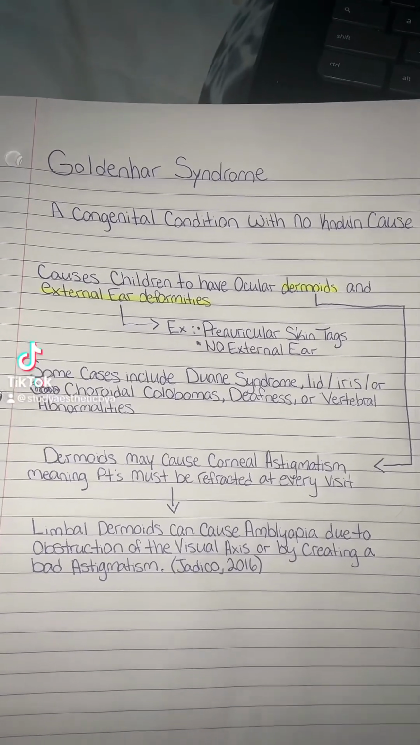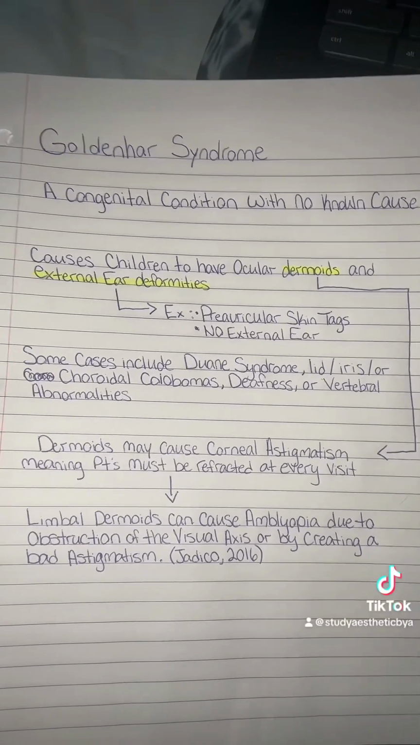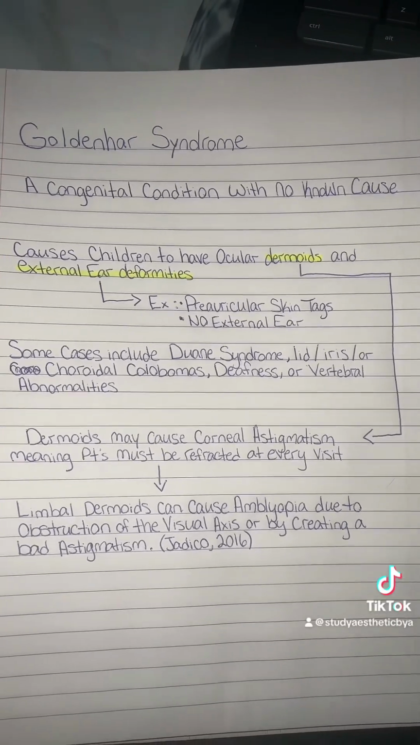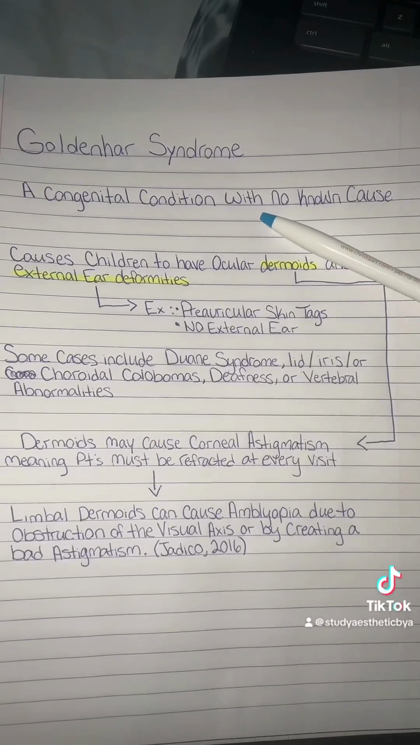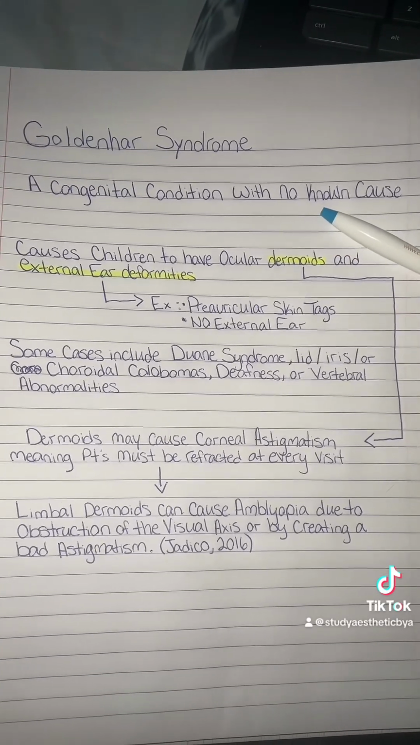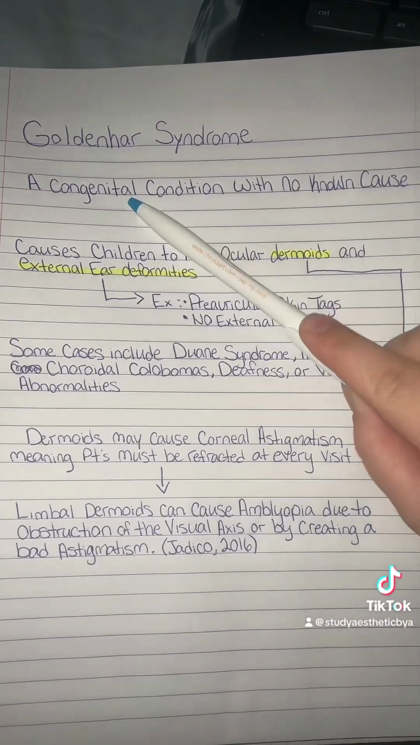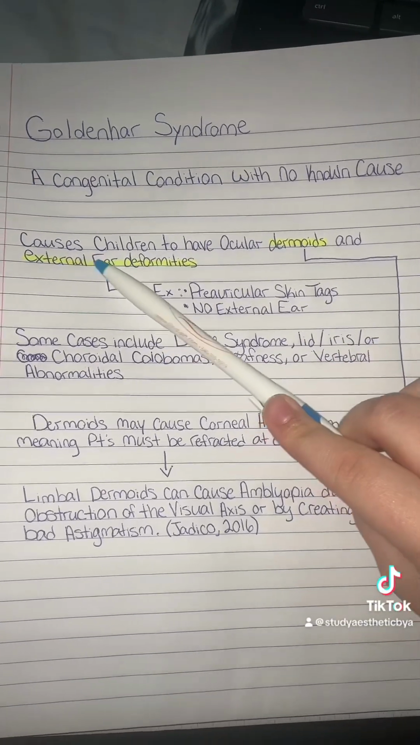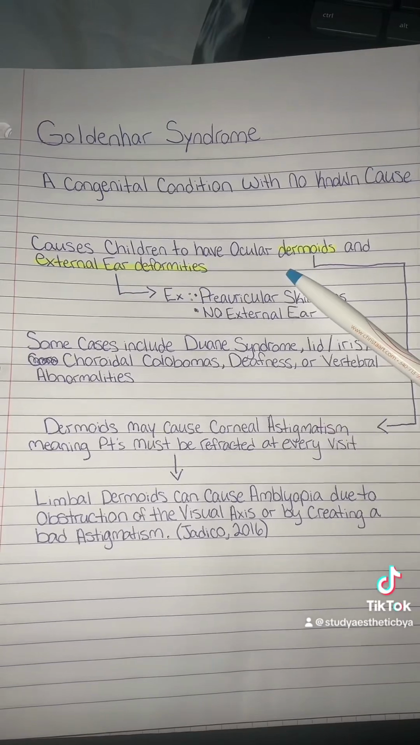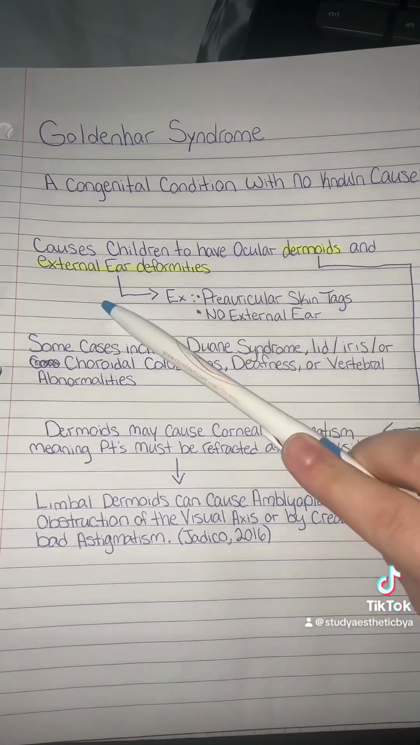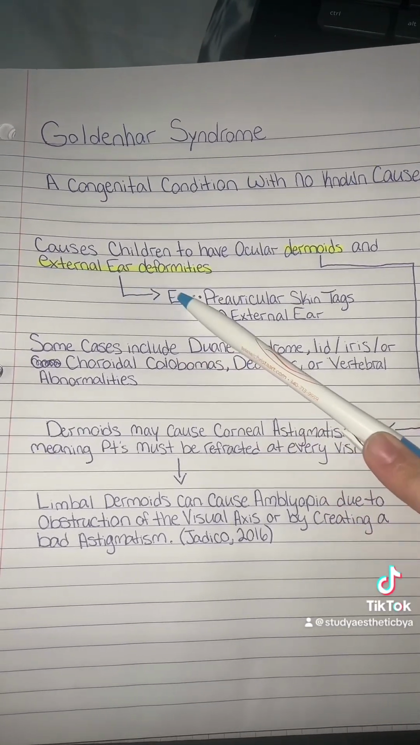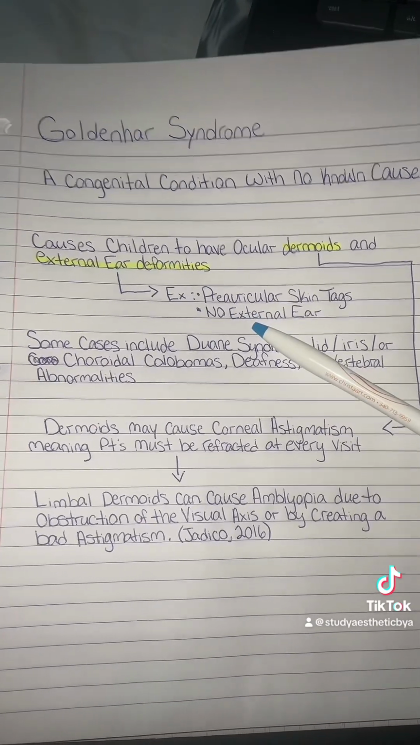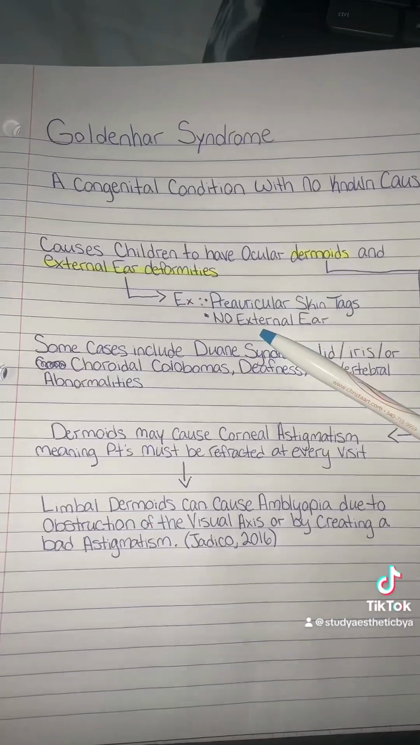Hi guys, my first syndrome I'm going to be talking about from the reading is Goldenhar syndrome. This is a congenital condition with no known cause. Congenital meaning children are born with this condition. This causes children to have ocular dermoids and external ear deformities. For example, preocular skin tags, or having no external ear at all.